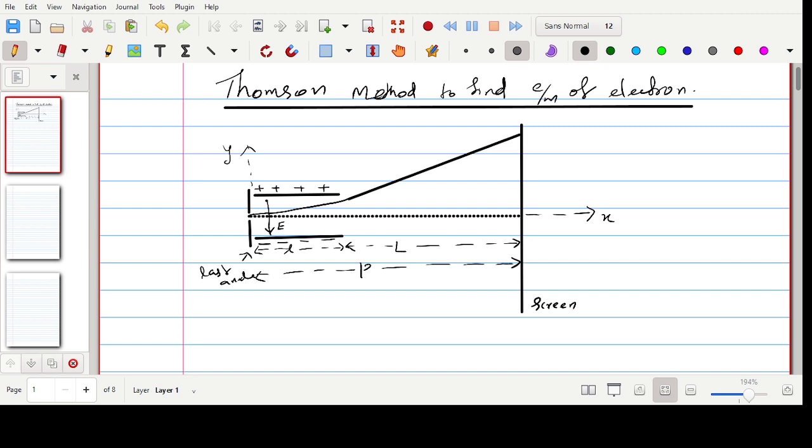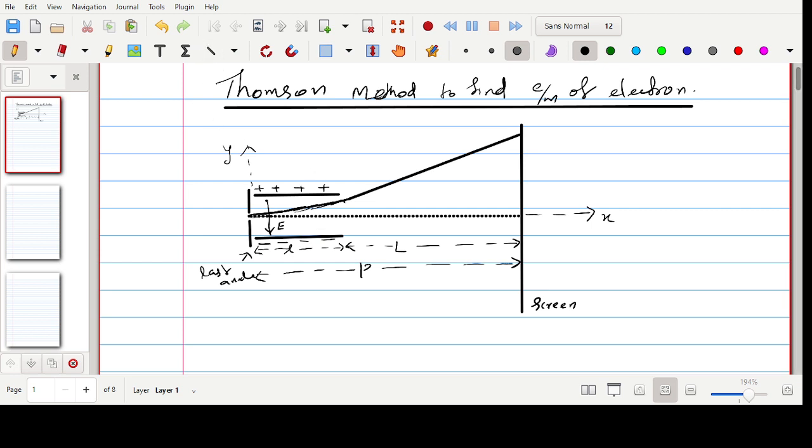From here to here it will be moving in the presence of electric field. The electron will be moving along a parabolic path. So from here to here the electron beam will be moving along a parabolic path, and after that it will be moving along a straight line path.